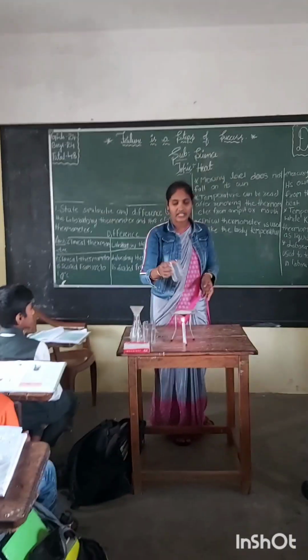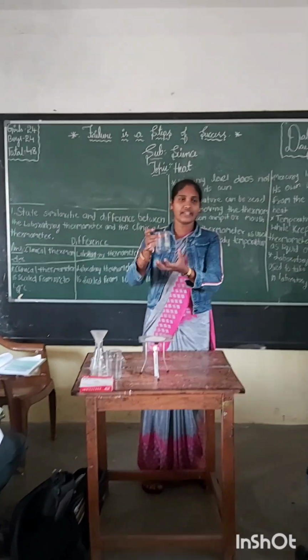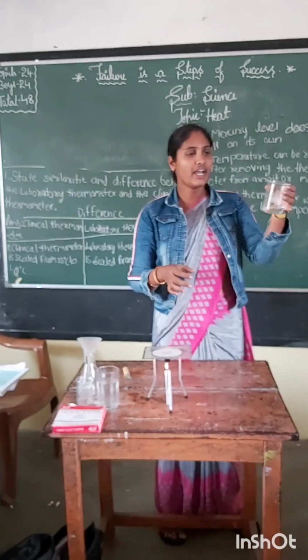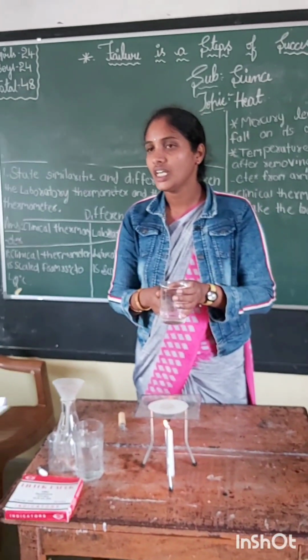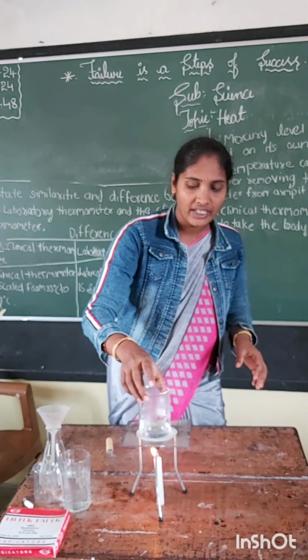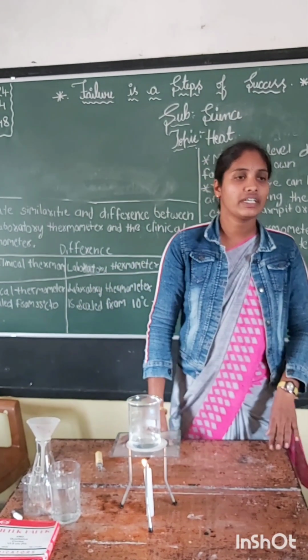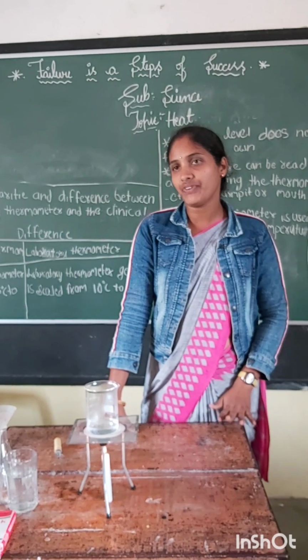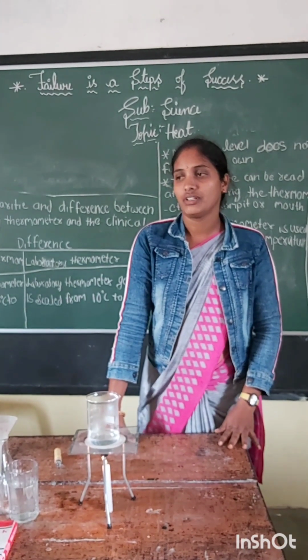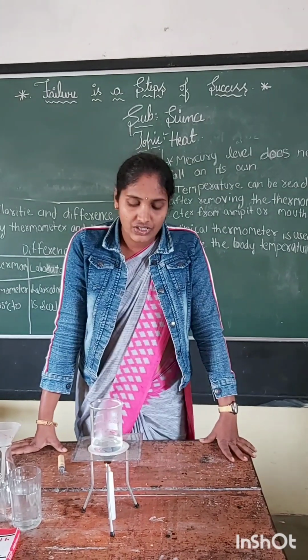Okay, see, I will take one beaker. In the beaker we add water. What water? Cold water. See here. Heat is a form of energy. What is the SI unit of heat? Joule.